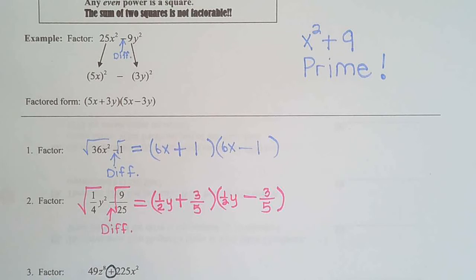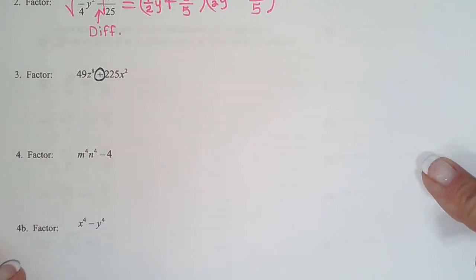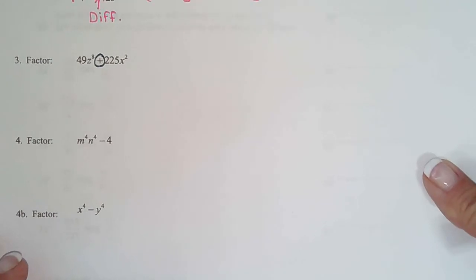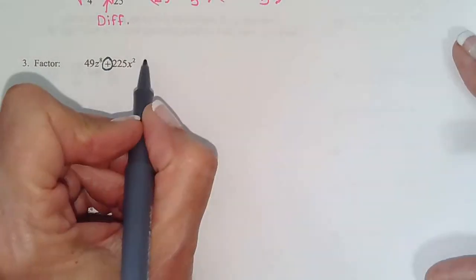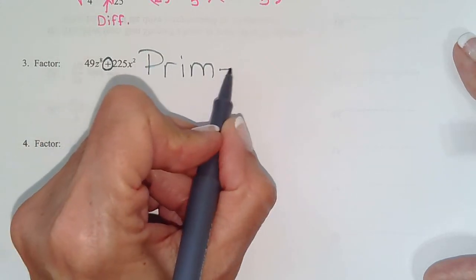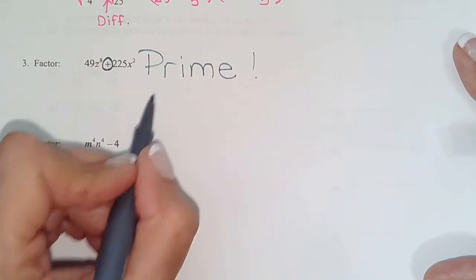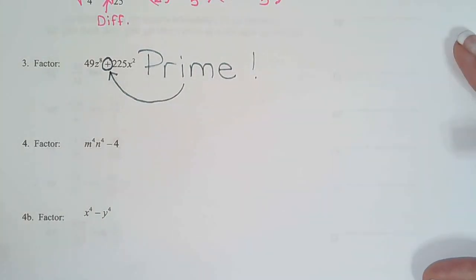Prime. So I hope you didn't take all the time to do that one because it can't be done. And there's also not a GCF. The only thing that goes into 49 is 7, and it doesn't go into that. So we just write prime. And you might want to show why. So when you look back at this, you'll know it has to be a minus sign. That's why it's called a difference of squares.